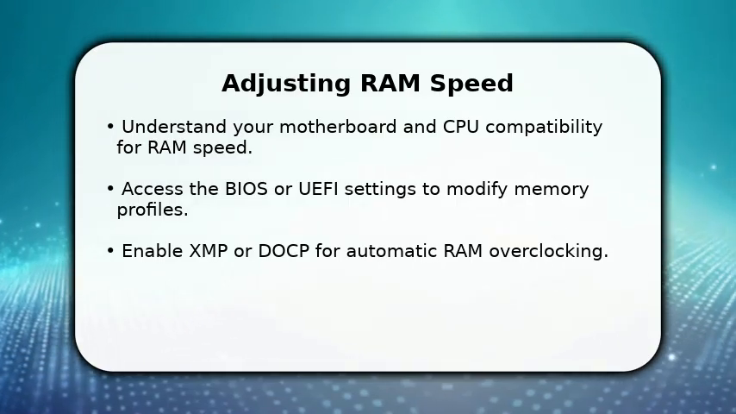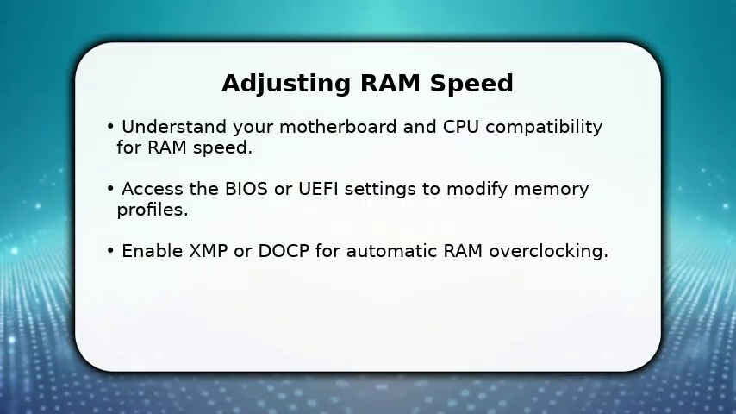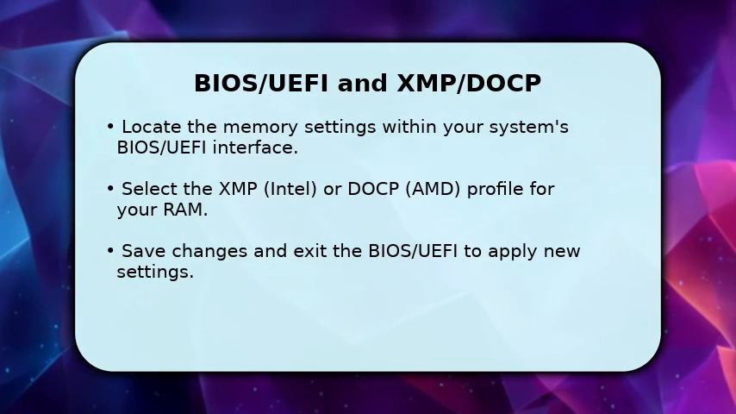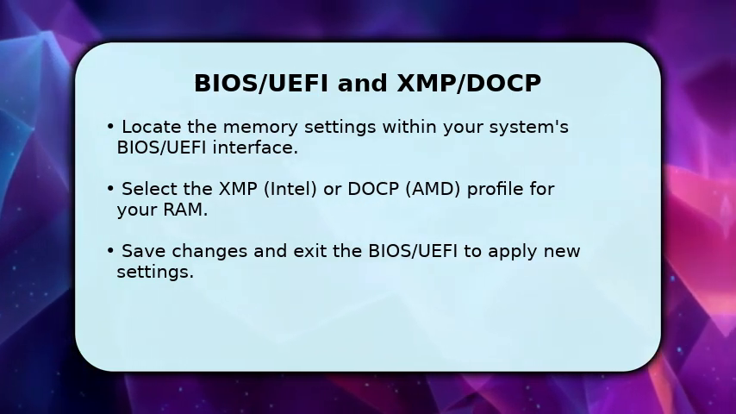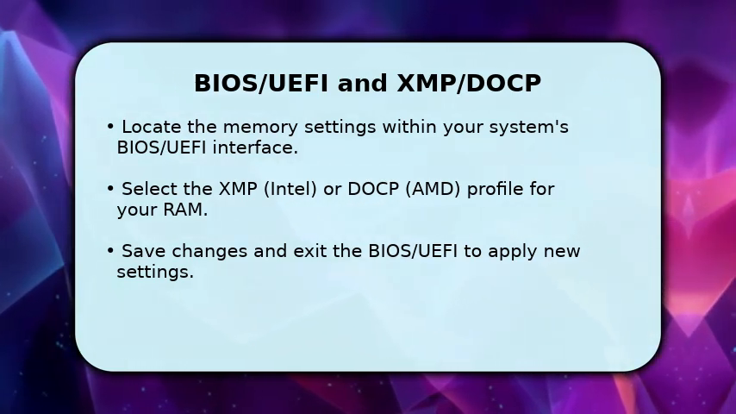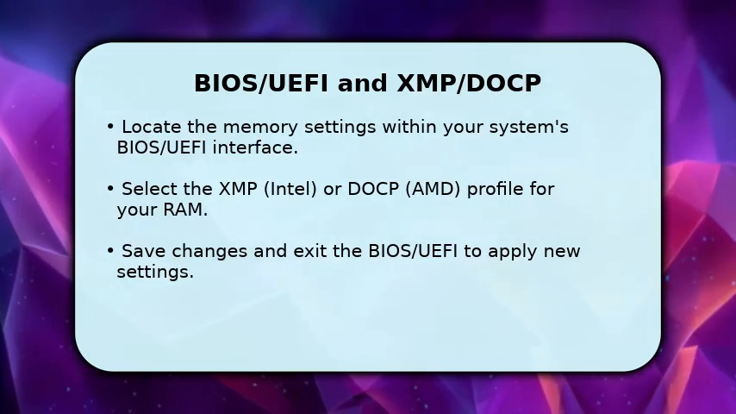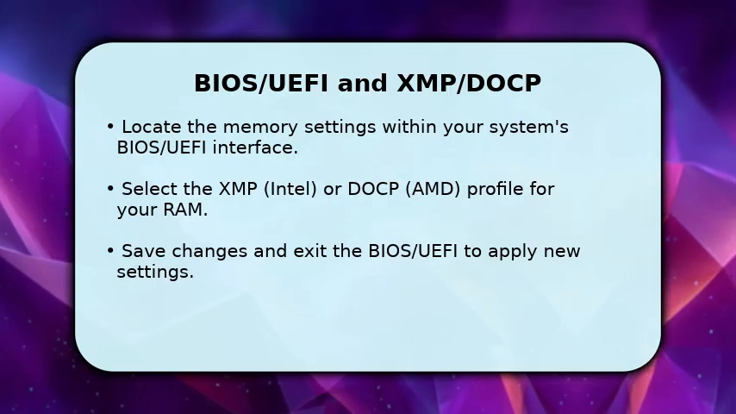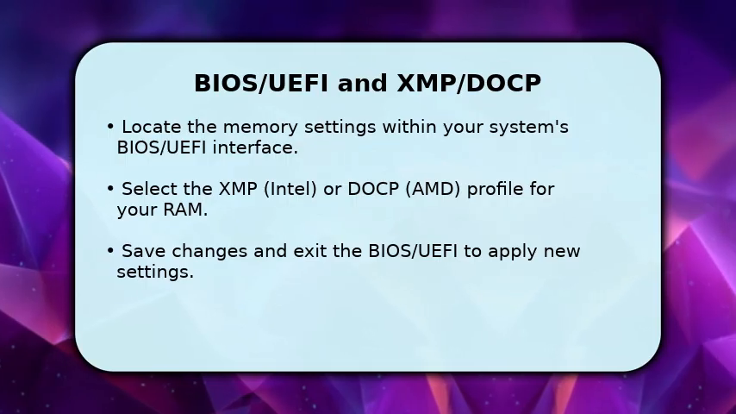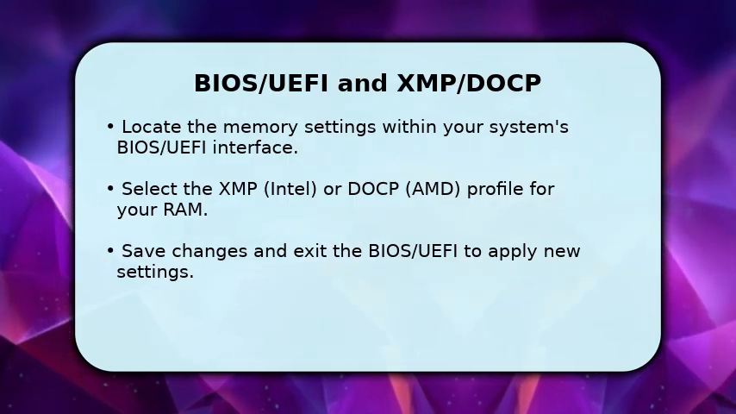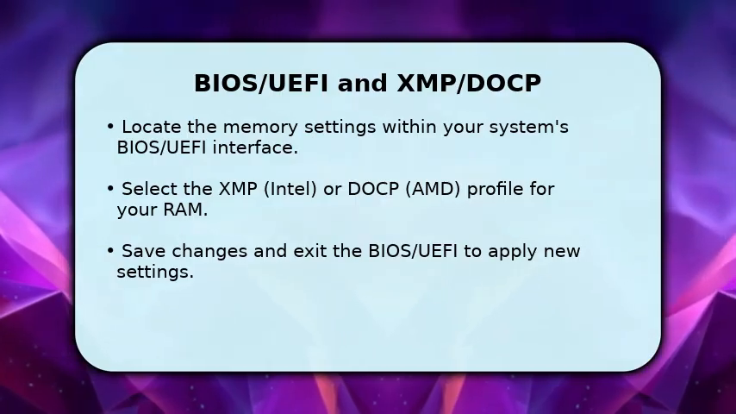We'll explore how to enable XMP or DOCP profiles for optimal performance. Once you're in the BIOS or UEFI, look for a section often labeled AI Tweaker, Extreme Tweaker, or Overclocking. Within this area, you should find an option for DRAM frequency or memory profile. Here, you can select the XMP or DOCP profile that matches your RAM's advertised speed. This automatically configures the correct voltage and timings.